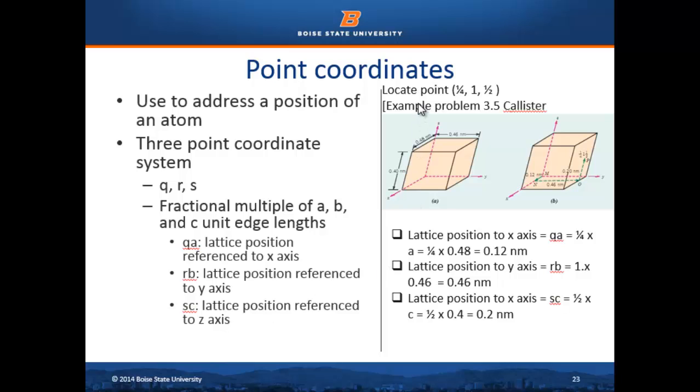Let's see Example 3.5 in Callister. How are we going to locate the position P of the atom? The lattice position on the x-axis equals 1/4 times a, which equals 0.12 nanometer. The lattice position on the y-axis equals 1 times 0.46, which equals 0.46 nanometers. The lattice position on the z-axis equals 1/2 times 0.4, which equals 0.2 nanometer.